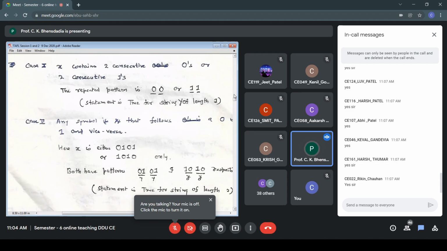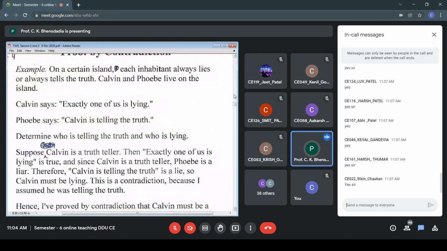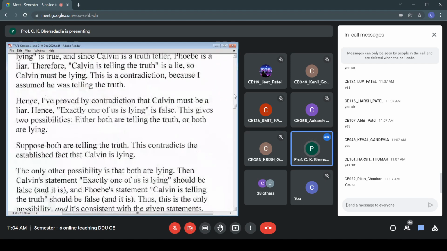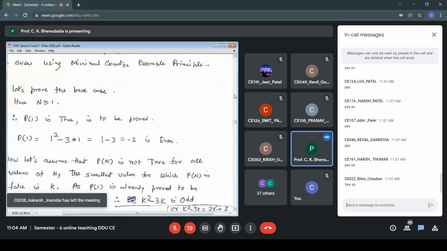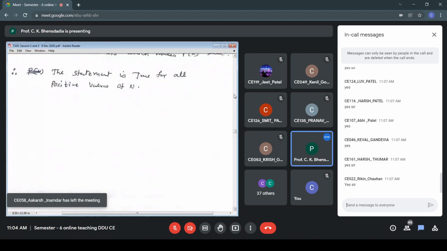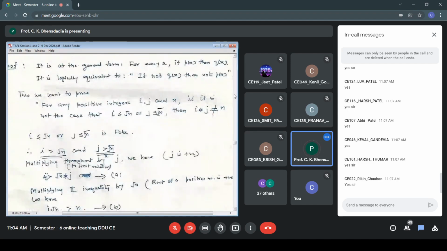Rikin, good. So now we again return to our principle of mathematical induction. This proof technique we did not discuss in the last lecture. That was the remaining one. Now we return to our principle of mathematical induction.